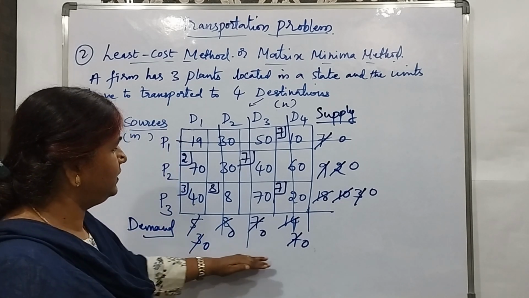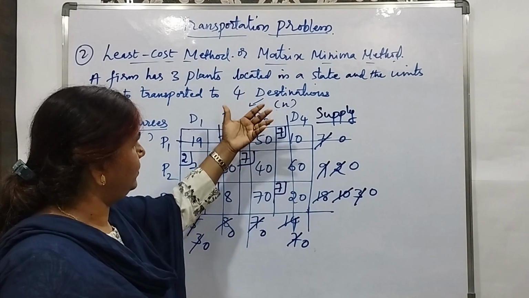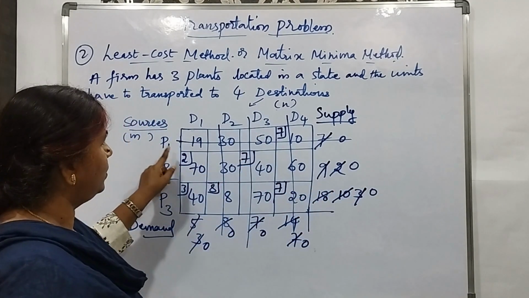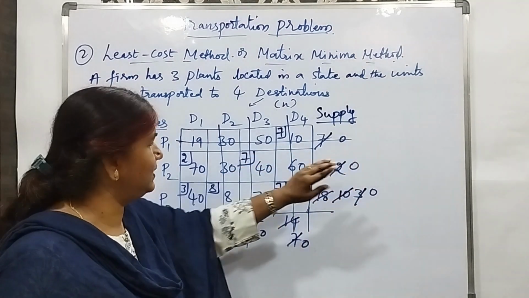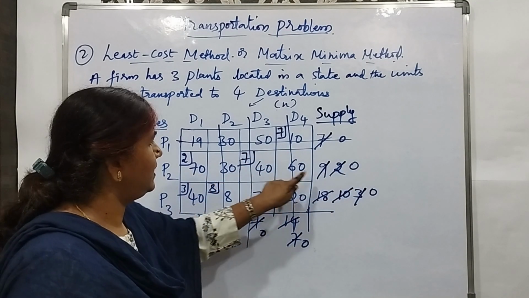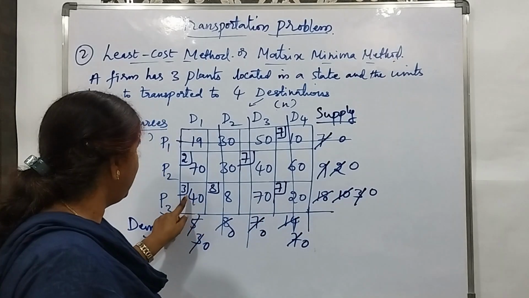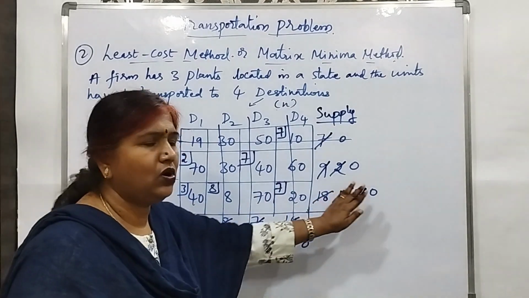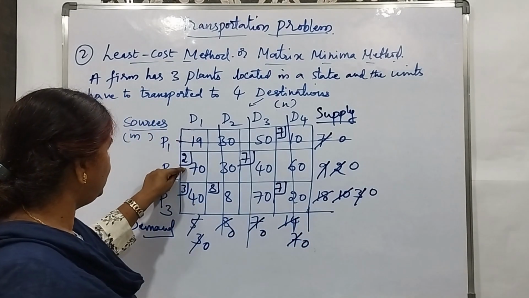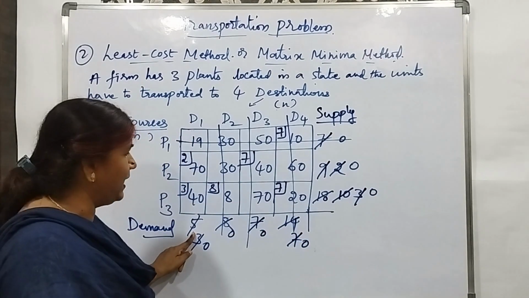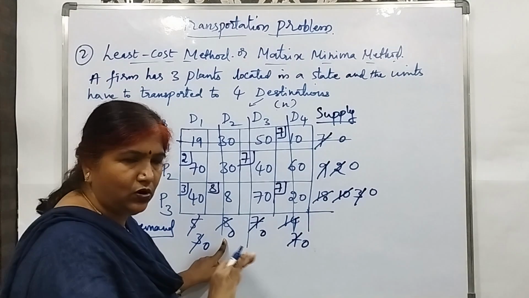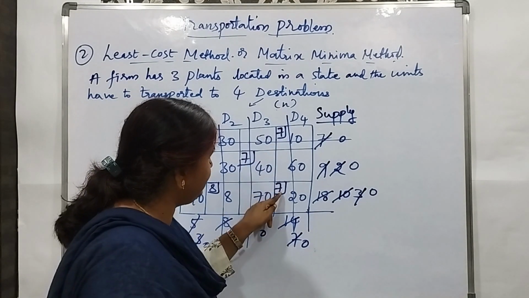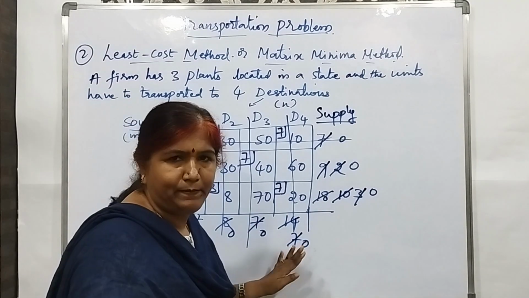Now all the rows and all the columns have been balanced. Let's check. Here 7 got balanced, 2 plus 7, 9 also got balanced, and 3 plus 8, 11, plus 7, 18 also got balanced. Here 2 plus 3, 5 got balanced, 8 got balanced, 7 got balanced, 7 plus 7, 14 also got balanced.